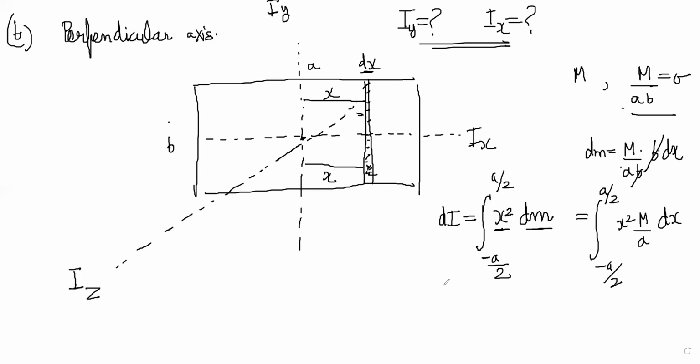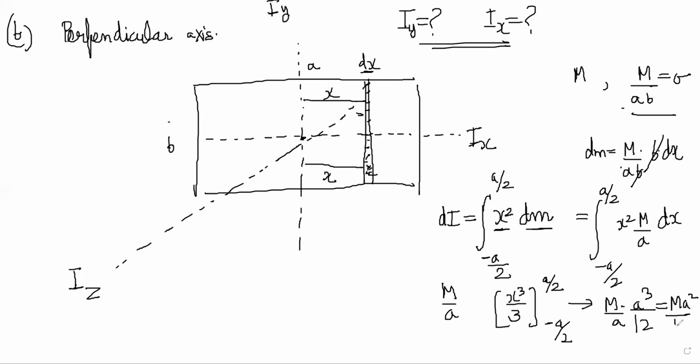So M by a comes out and it becomes x cubed by 3. And again, now I have to put minus a by 2 to a by 2, right? So a cubed by 24 plus a cubed by 24 will happen. So it will become M by a into a cubed by 12, right? So finally, it will come out to be Ma square by 12. So Iy comes out as Ma square by 12. Ix will similarly come out as Mb square by 12.